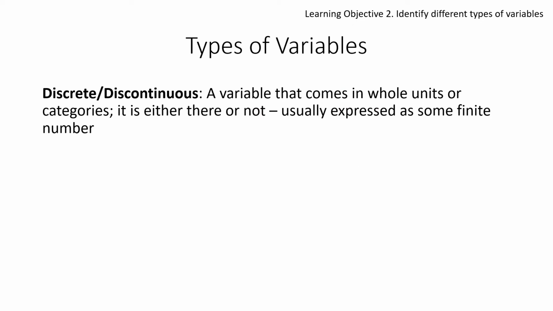All right, let's look at one more difference between types of variables. The next is discrete or discontinuous versus continuous. A discrete or discontinuous variable, and now you get to see these two different names for the same thing. Different fields name them different things, but they're the same thing. So discrete or discontinuous is a variable that comes in whole units or categories. It's either there or it's not there. I will say this, you can have a fraction, but the fraction has to be something that's not an unlimited amount between any two points.